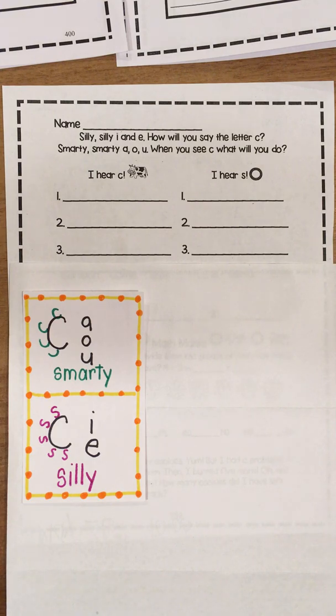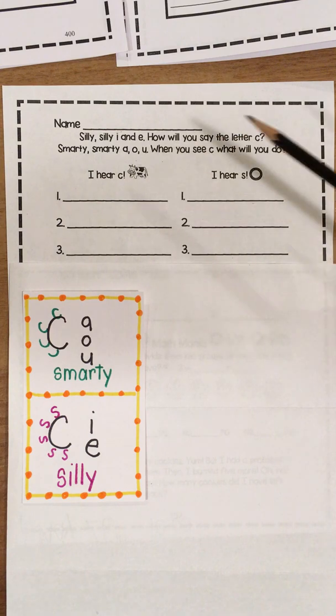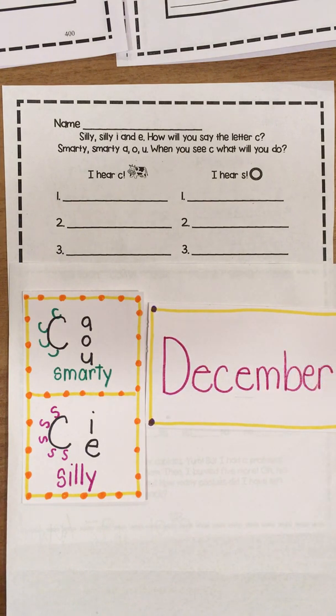Let's start with this word. I'll show you a word. You find the letter that's after the C. Decide if it's a smarty C saying the K like in cow, or is it a silly C saying the S sound like in circle? Here's your first word. We'll look.